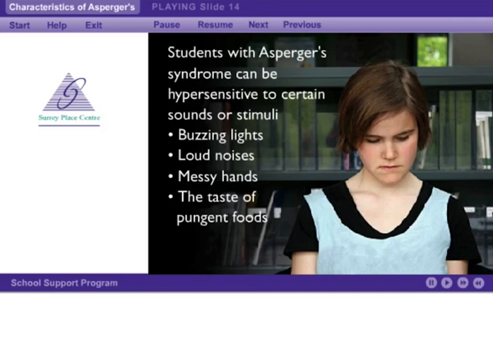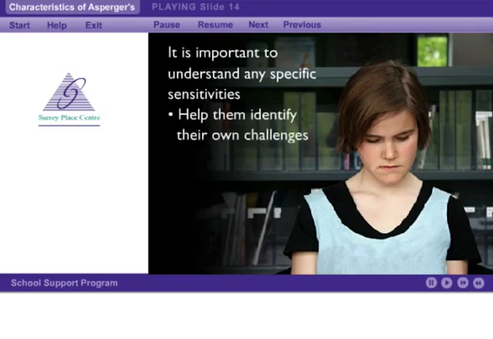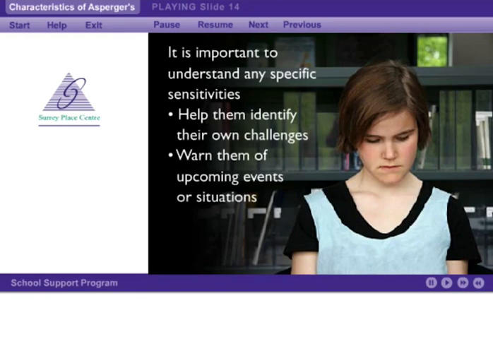A smaller number of students have the opposite reaction, seeming oblivious to things that most people would find annoying, distracting, or even painful. It is important to understand any specific sensitivities your student has so you can help them to identify their own challenges, warn them of upcoming situations where they'll have to face these, and restructure the environment to ensure that exposure is limited.